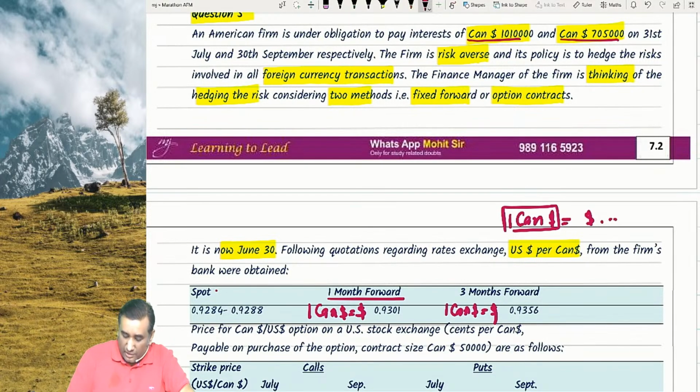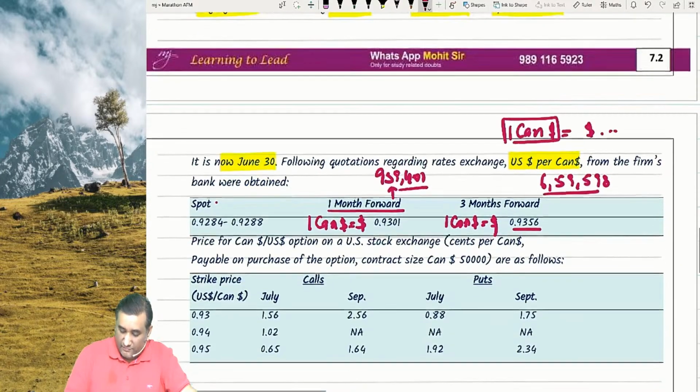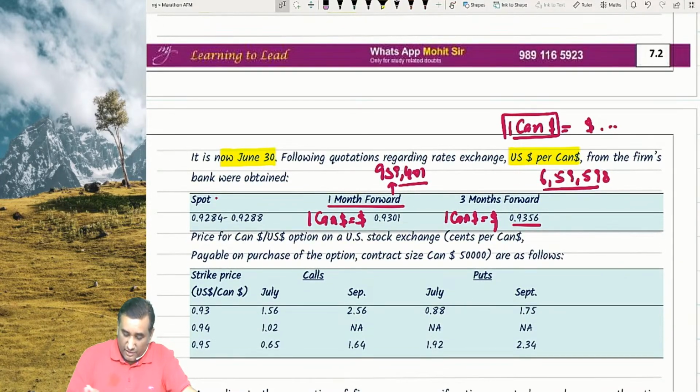It means if I take a 1 month forward contract, I'll simply multiply 10 lakh 10,000 into 0.9301. That's it. That will be my dollar. How much do we get? 939. And the second one we have 0.9356 into 10 lakh 10,000. 939 16598. Now next, this forward is done.